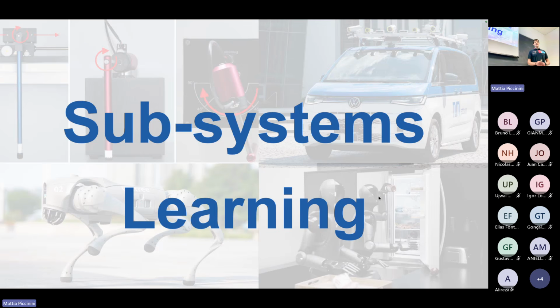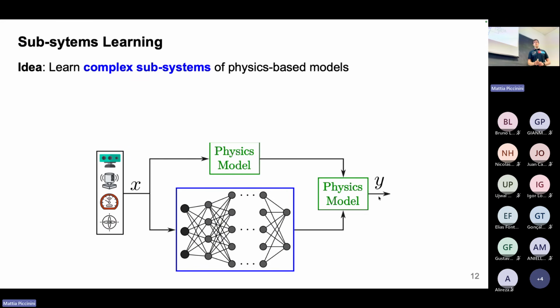And then the second use case is subsystems learning, which is still related to residual learning. But here the idea is a bit more complex than residual learning. So we have, it's still modular, okay? So we are still injecting the neural network somewhere inside our physical model.